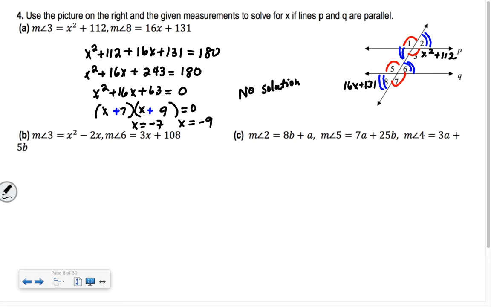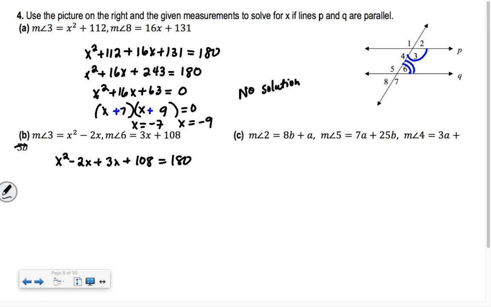All right, so measure of angle 3 equals, so maybe this one will work. Measure of angle 3 equals x squared minus 2x. Is there more? So it's like right there. And then measure of angle 6, so that's right here. Again, they're going to add up to be 180. So plus 3x plus 108 equals 180. This is cut off over here on this end too. I don't know why it's got cut off.